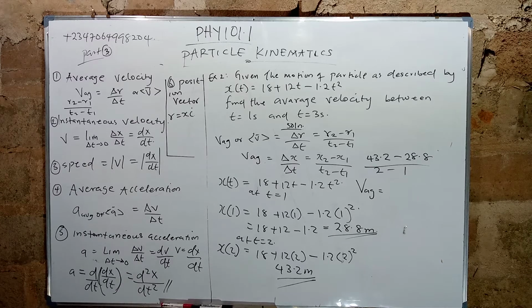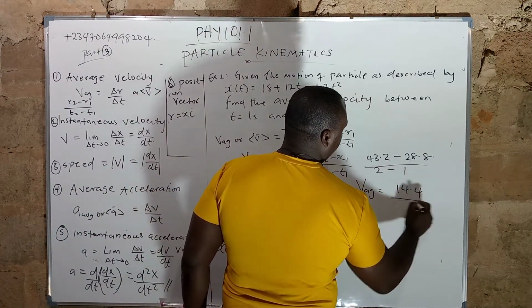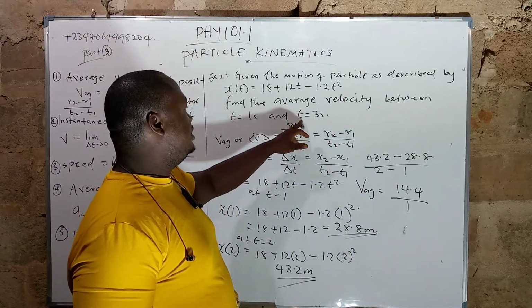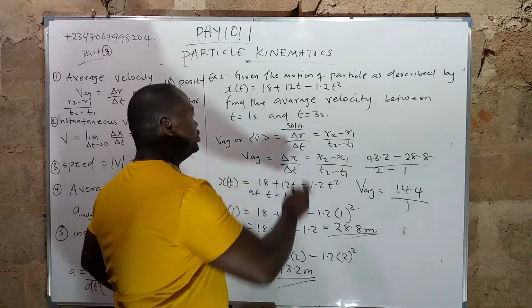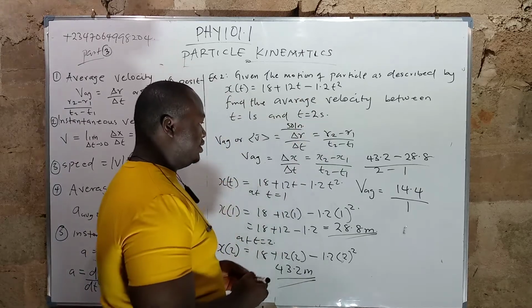Oh, I made a very big mistake here, but there's no problem. Let me just solve it like this. This is 14.4, so this will give you 14.4 all over 1. The mistake I noticed that I made was I gave t equals 3 seconds and I was using t equals 2 seconds. So let me just come to the question here and change t equals 2 seconds.